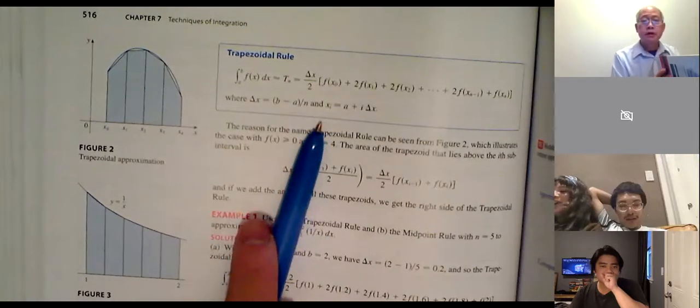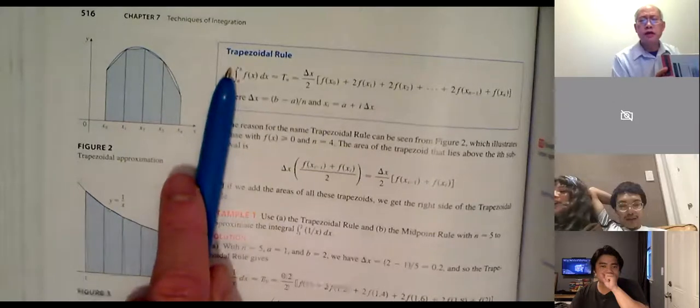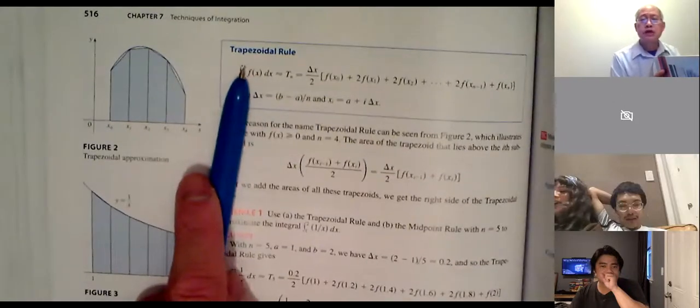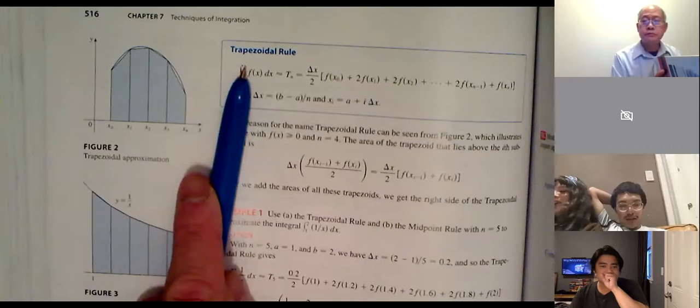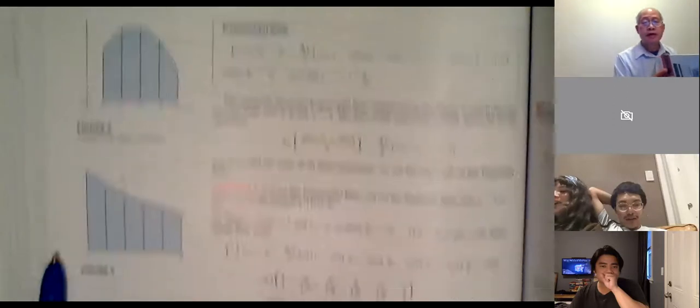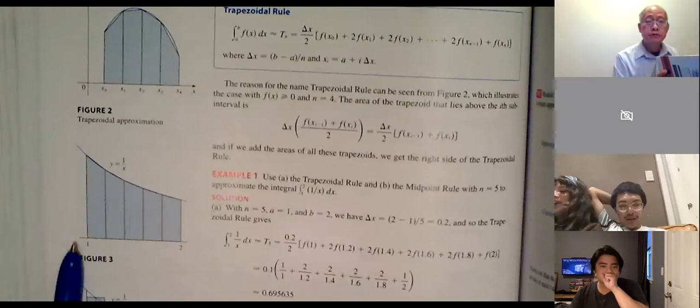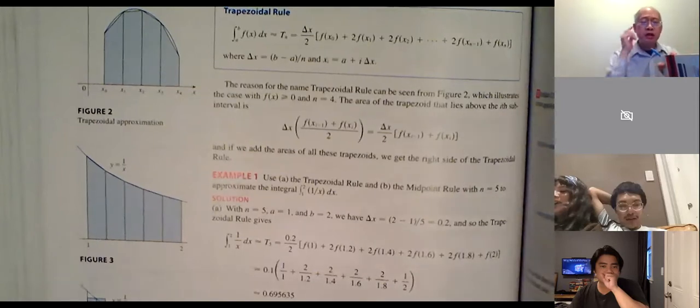Do you remember what a trapezoid looks like? A trapezoid has how many sides? 4 sides. One pair of opposite sides is parallel, but the other is not. Like here are some trapezoids. Here's the idea behind the trapezoid rule.